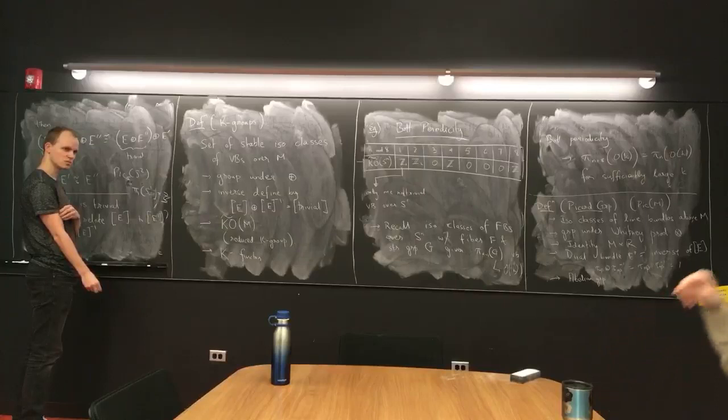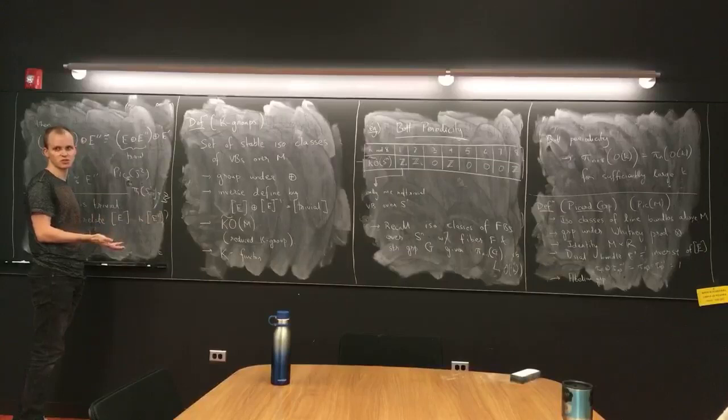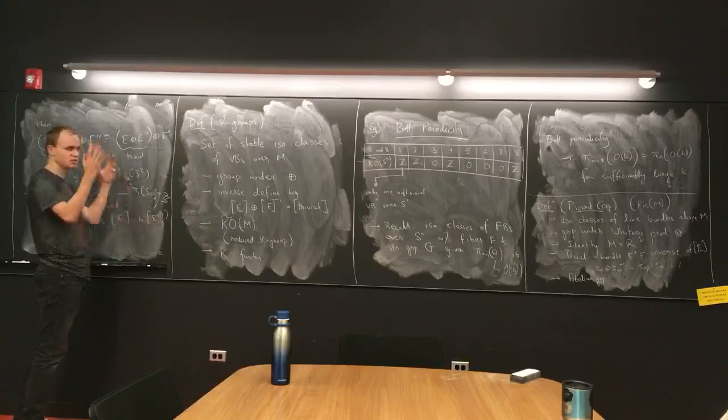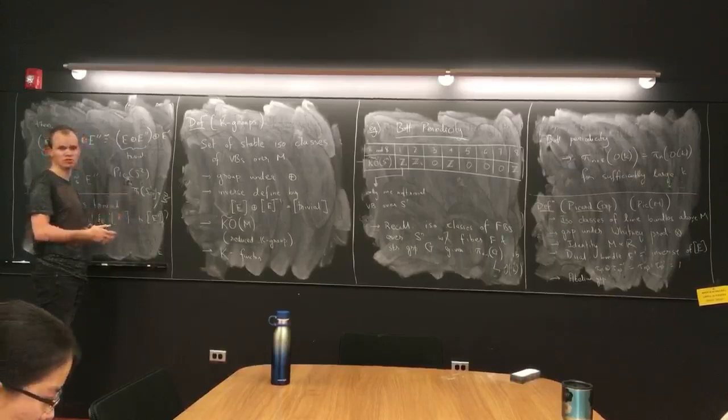It's important to note that all of these objects, the Picard group and K group, are topological invariants of M. So by now we have homotopy groups, and now these two groups. But you can see they're a lot more interesting because they talk about what kinds of vector bundles are possible, and that encodes some new topological invariants, which are not necessarily encoded in the homotopy groups, for instance.